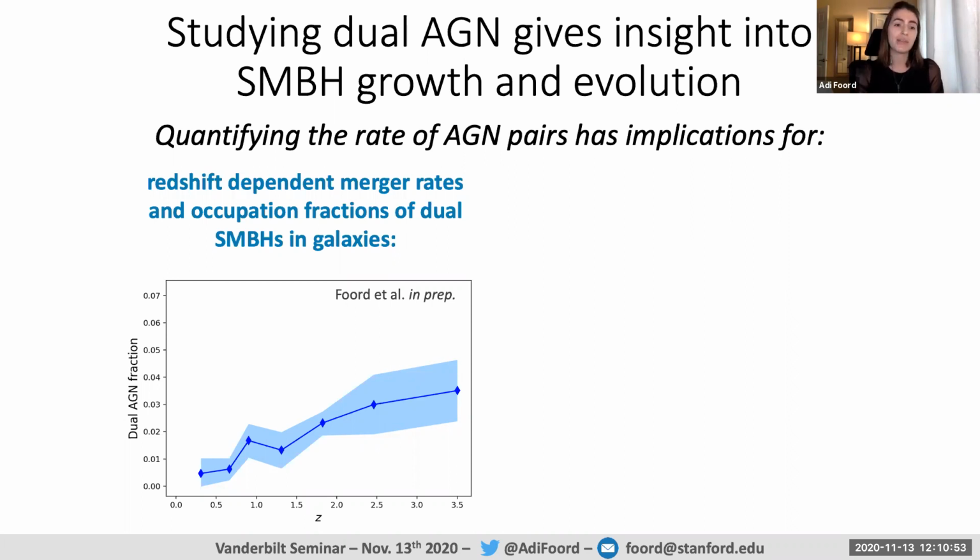And this is a plot showing the fraction of dual AGN as a function of redshift. And this is taken from the Eagle hydrodynamical simulations. And it's a project that I'll briefly highlight near the end of this talk.